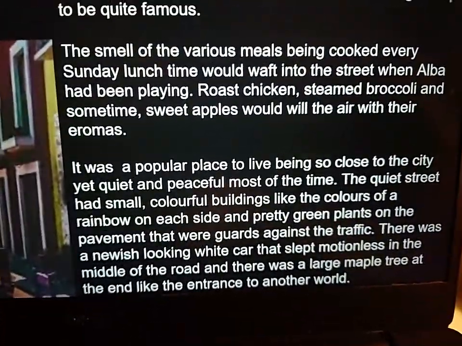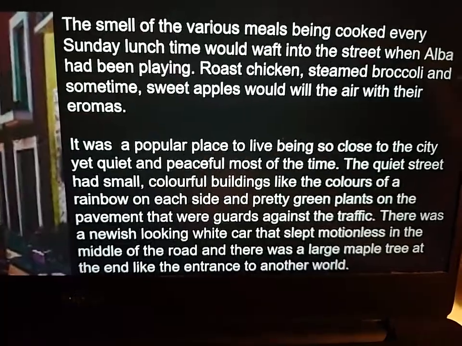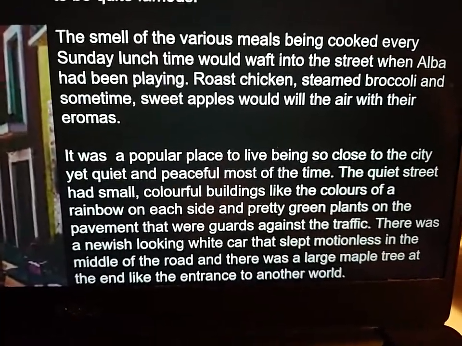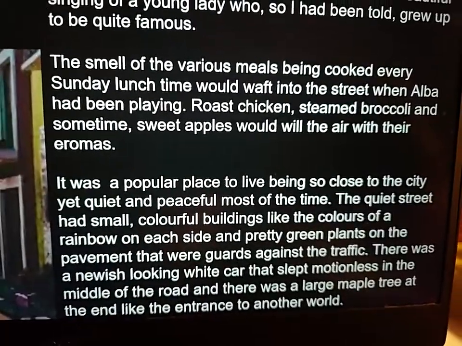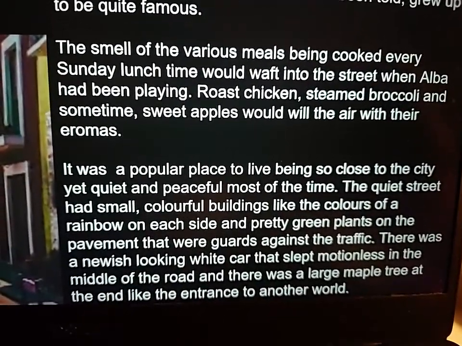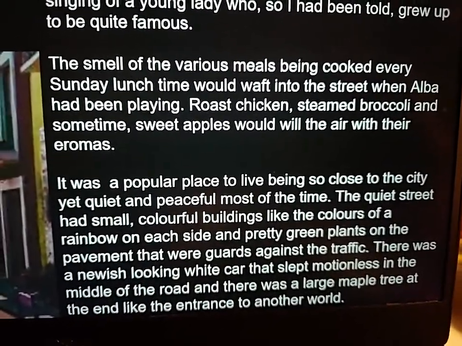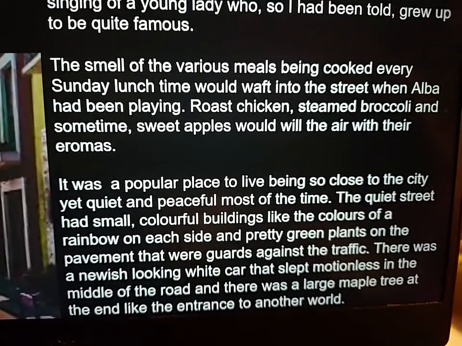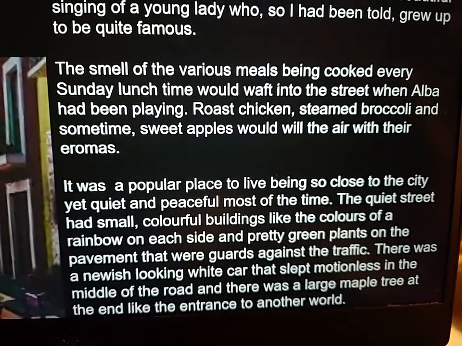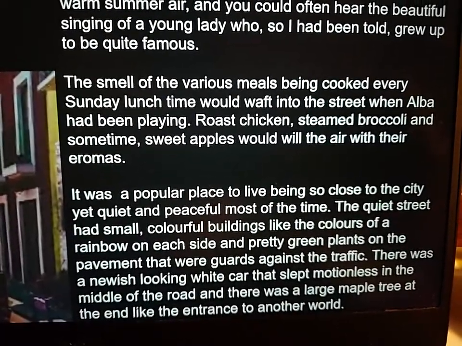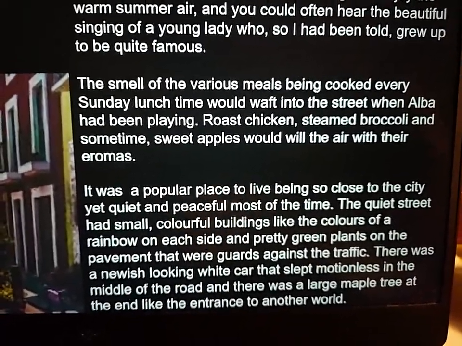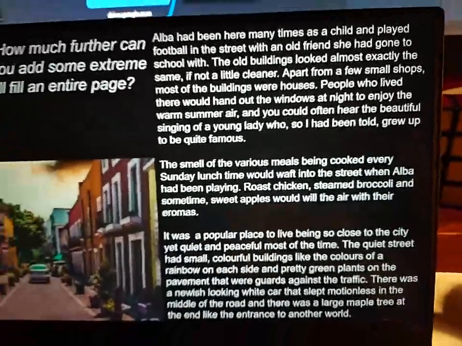It was a popular place to live, being so close to the city, yet quiet and peaceful most of the time. The quiet streets had small, colourful buildings like the colours of a rainbow on each side, and pretty green plants on the pavements that were guards against the traffic. There was a newish-looking white car that slept motionless in the middle of the road, and there was a large maple tree at the end, like the entrance to another world.